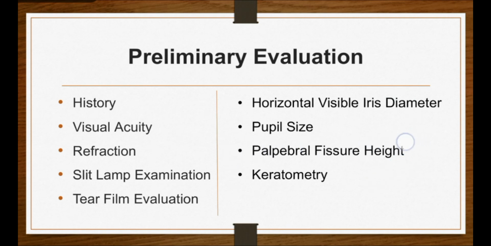And palpebral fissure height is the vertical distance from the upper eyelid to the lower eyelid, in order to see whether the contact lens which you are prescribing to the patient can stay under the pressure of the eyelids, so that it may not dislocate, right? So that is why these are the pre-fitting assessments that one should do in order to prescribe the contact lens to a patient.